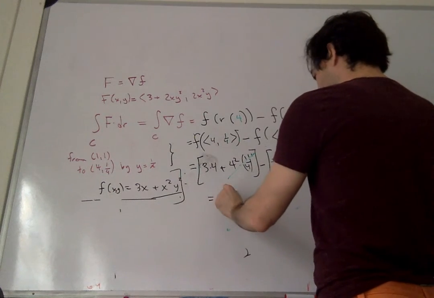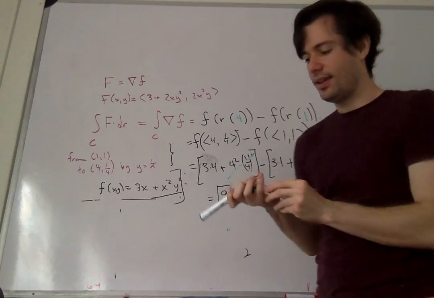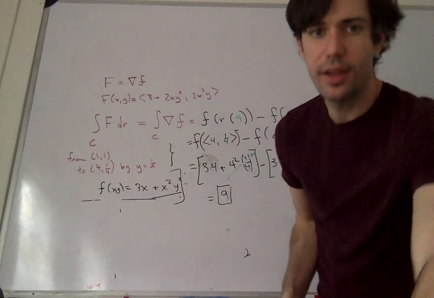12 minus 3 is 9, and that is the value of the integral.